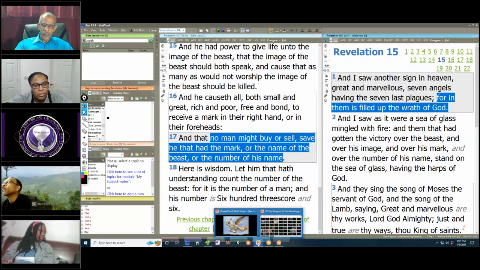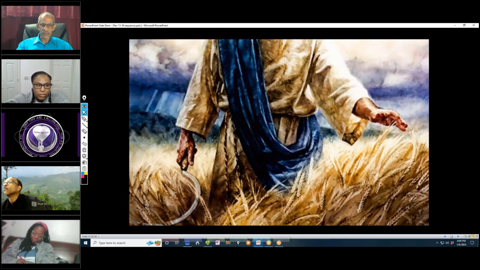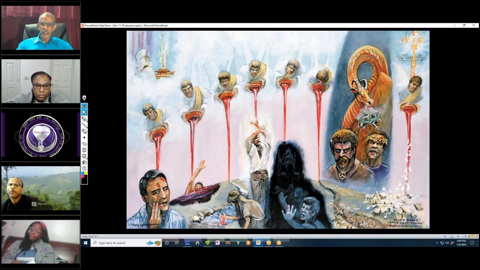So our image has it like this. You have the three angels flying, and the three angels separate the people of the world so that the harvest takes place. The person with the sickle reaps, and the world is divided into two camps. That's the reaping. And then you have the seven last plagues.